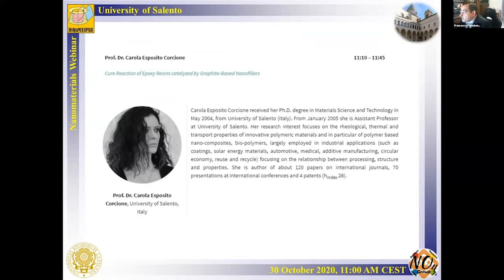She received her PhD degree in Material Science and Technology in 2004 from University of Salento. Her research interest focuses on the rheological, thermal, and transport properties of innovative polymeric materials, and in particular of polymeric-based nanocomposite biopolymers, largely employed in industrial applications, focusing on the relationship between processing, structure, and property. She is author of about 120 papers in international journals, 70 presentations at international conferences, and 4 patents.